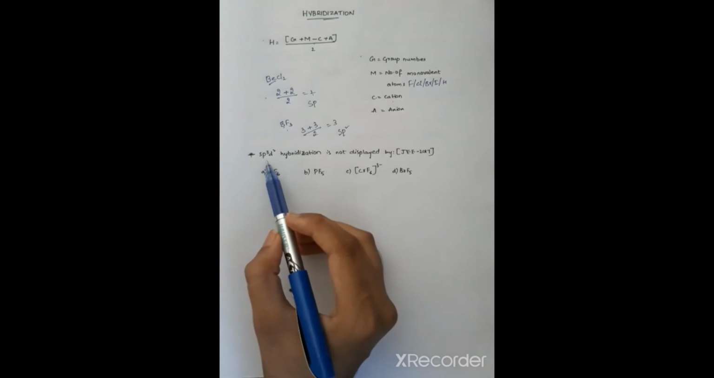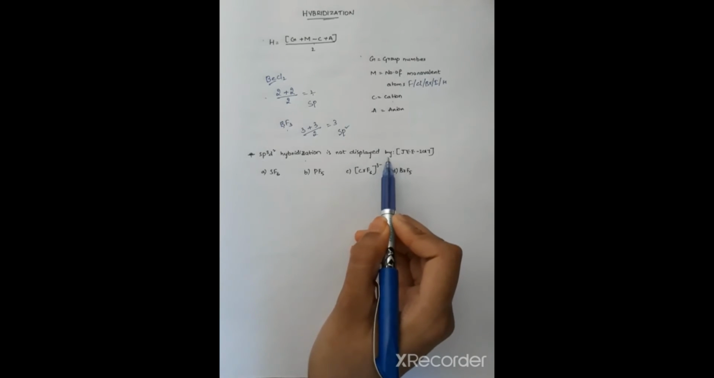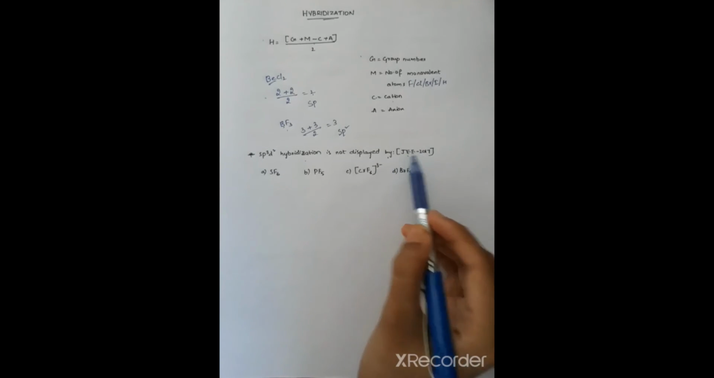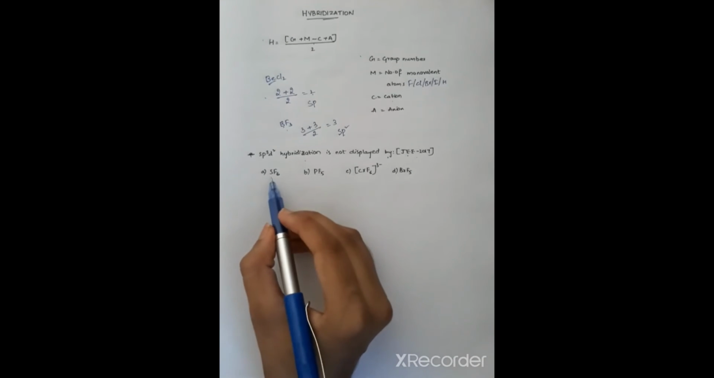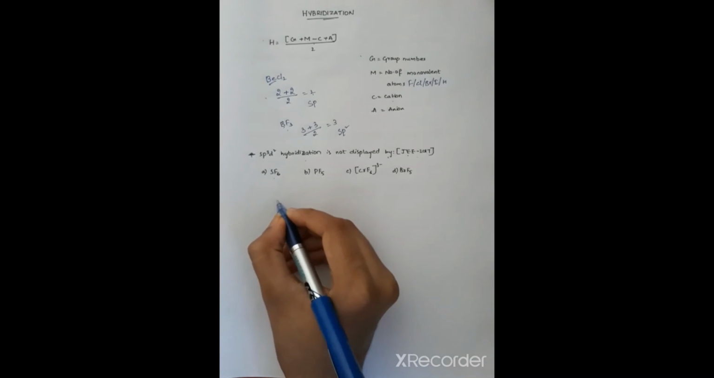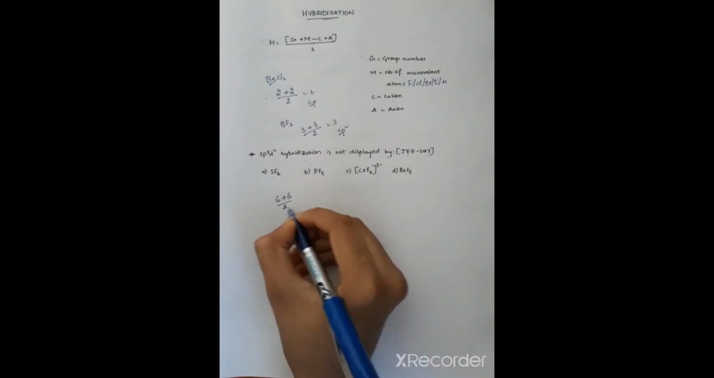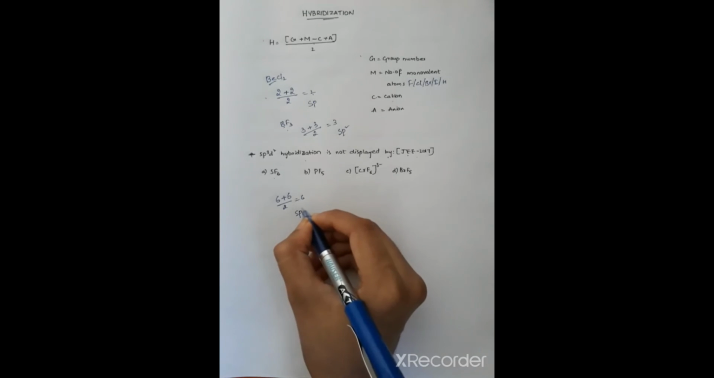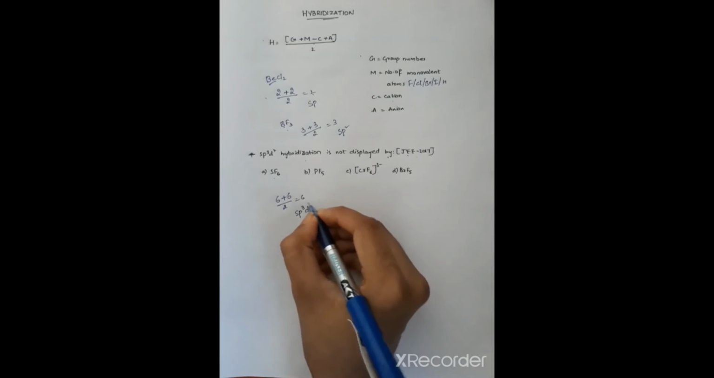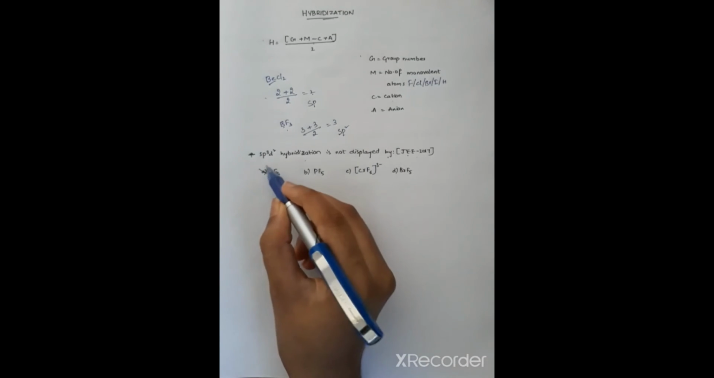Here you can see a question: sp3d2 hybridization is not displayed by which one. It's a JEE Mains 2017 question. So let's try one by one. For SF6, the group number of sulfur is 6 plus there are 6 monovalent atoms. Divided by 2 it's 6. So there are 6 orbitals, 1 s, 3 p and 2 d, so sp3d2. In the question they asked not displayed by, so this is not the answer.